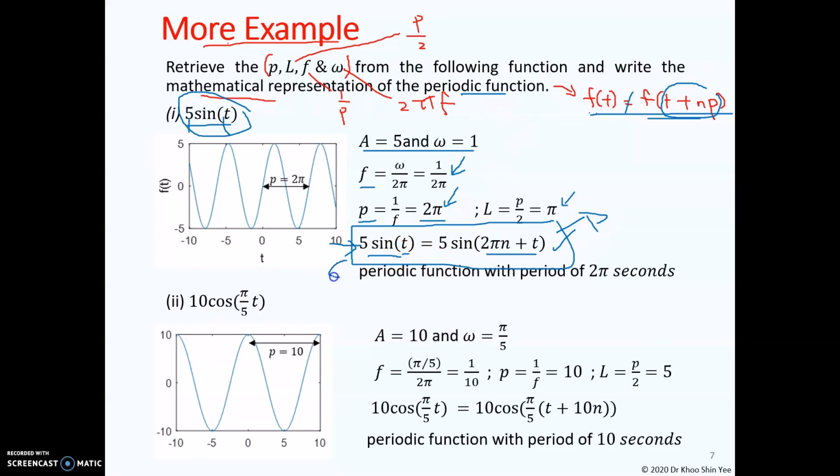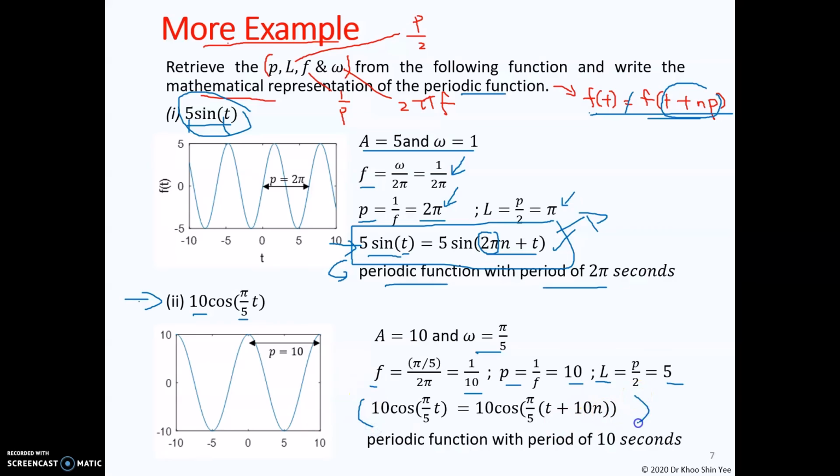So this is an important characteristic of the periodic function. And from here we can read that this function 5 sine t is a periodic function with period of 2 pi seconds. For the second example, you have the amplitude equal to 10, omega equal to pi over 5. So you can obtain the frequency to be omega divided by 2 pi. Period is 1 over frequency, then you obtain period equal to 10. Half period L is 5.